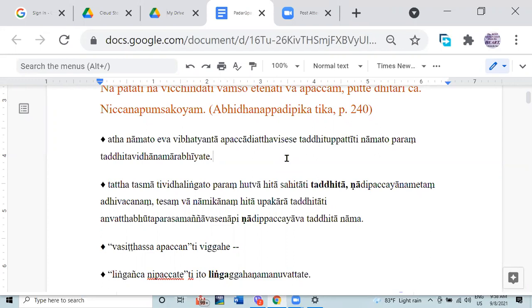So bahubbihi samasa is one of those adjectives, like sabbanama, and then bahubbihi, and asari Taddhita, and many Kita nouns, apart from tuanto, and the same nominal Kita nouns. They all are adjectives. That's why they all need their relevant noun. So here also, in this bahubbihi samasa, of course, it needs a noun.